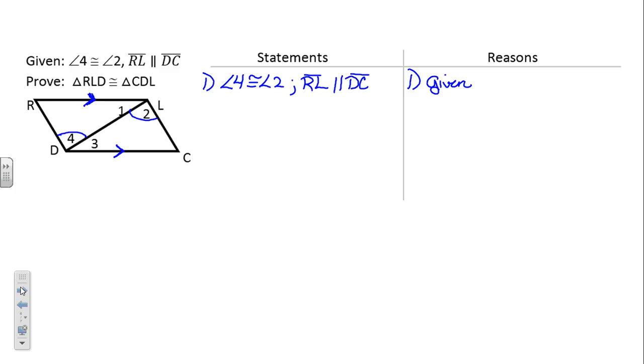So we're trying to prove RLD and CDL are congruent. These two smaller triangles are congruent. So what shall we do? I know how to prove this. I want to make sure that you know how to prove it. Thank you.